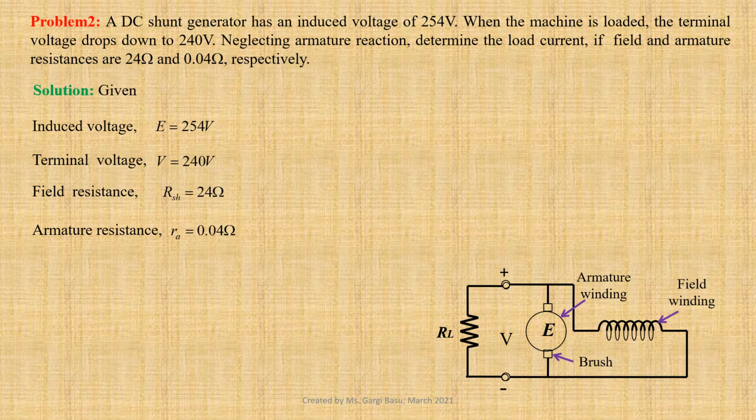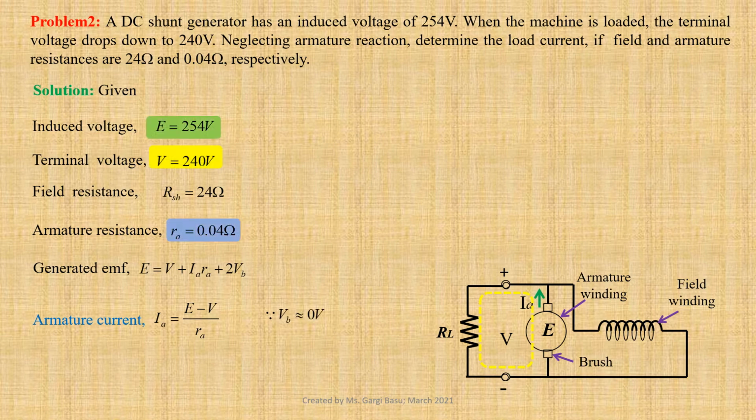Applying Kirchhoff's voltage law to the output loop, we get the expression for generated EMF E equals V plus IA RA plus twice VB. Neglecting brush contact drop, we get the expression for armature current IA equals (E minus V) divided by RA. Using values, we get (254 minus 240) divided by 0.04, that gives us 350 ampere.